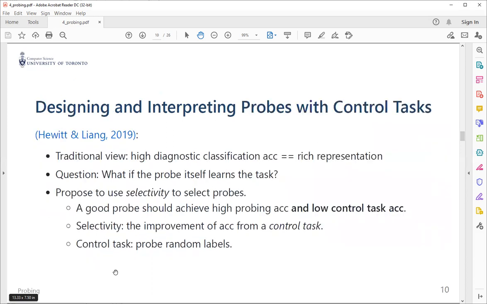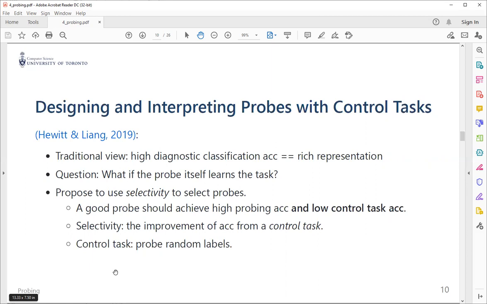So up to now, everything about interpreting the probing results is almost linear. Whenever the probing has good results, it means that the representations contain rich information. But this paper in 2019 challenges this idea. So what if the probe itself learns the task? Because the probe itself is also a neural network. Although people are using simple neural networks like logistic regression or one hidden layer, two hidden layers, very simple networks, these networks might have limited capacities, but they are still neural networks, and they might have the potential to learn the task. So the high diagnostic classification accuracy might be confounded by the abilities of the probe.